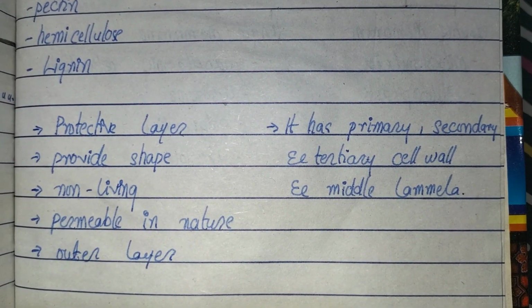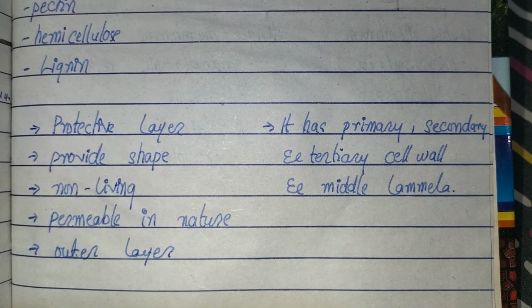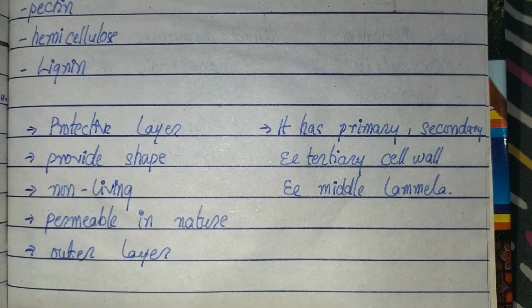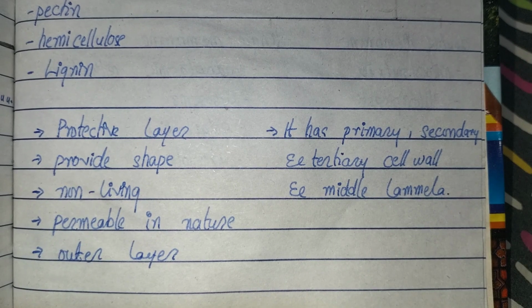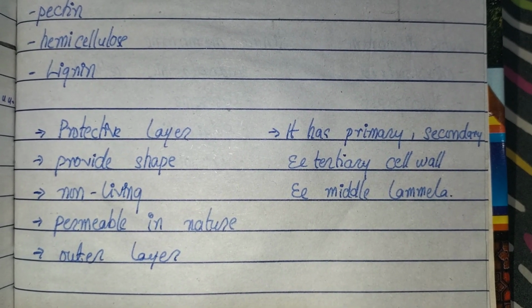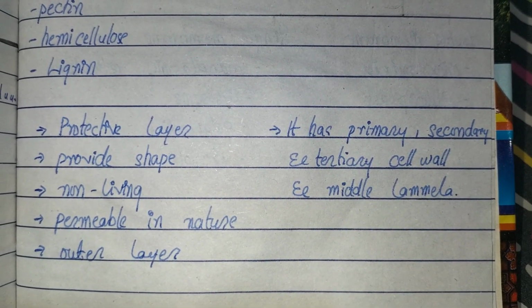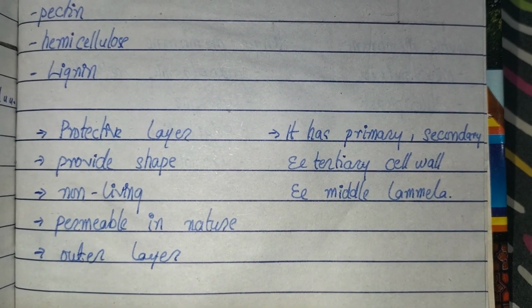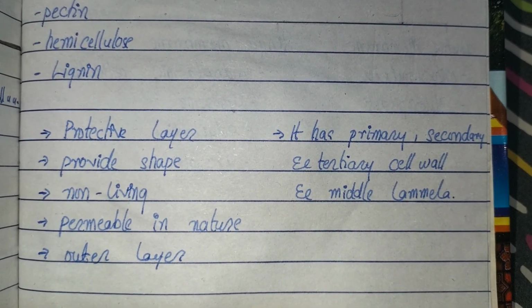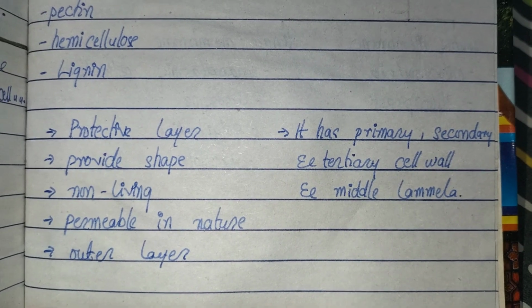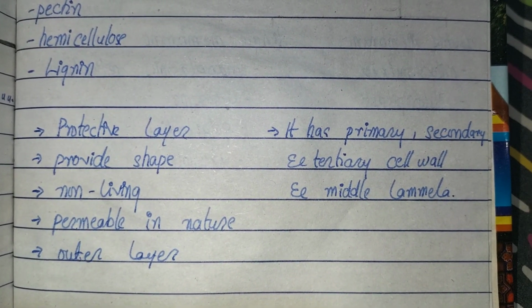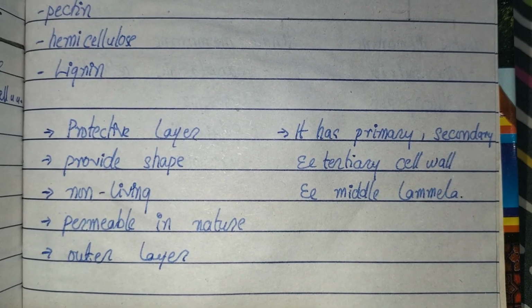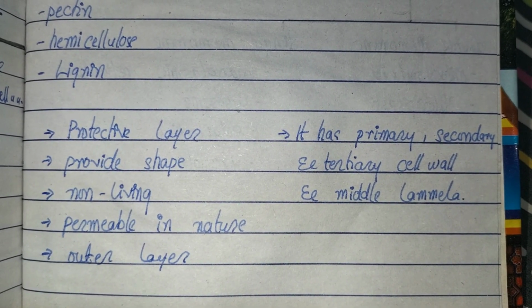The cell wall is also a protective layer. It provides shape and support, and it acts as a skeleton of a plant. The cell membrane is living, but the cell wall is a non-living part of the cell, and it is permeable in nature. It allows water to pass through it, and it is the outermost layer of the cell.